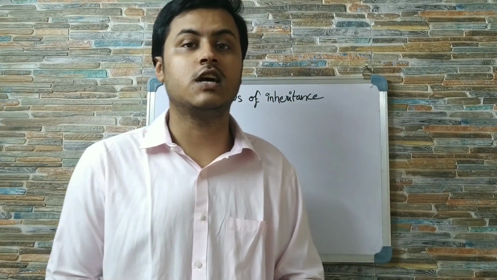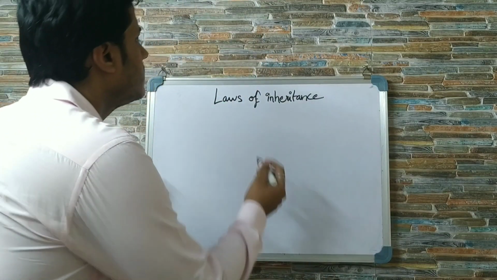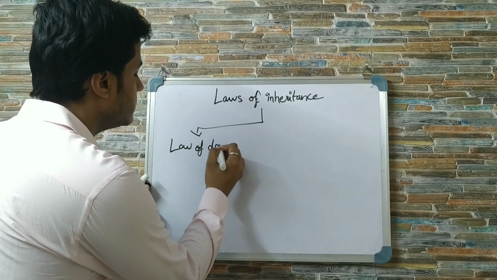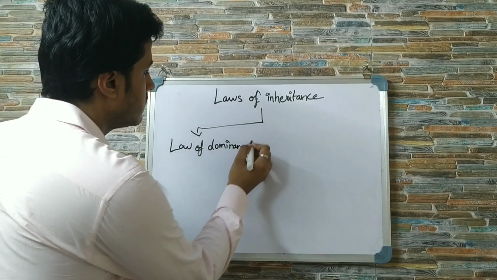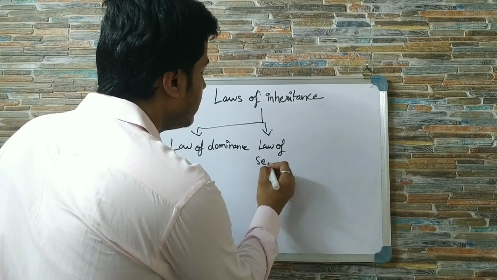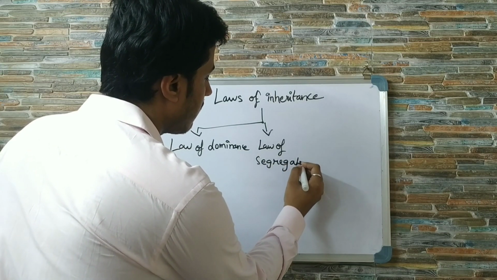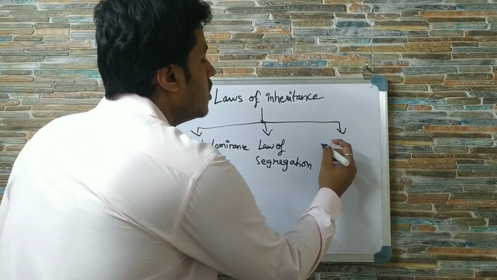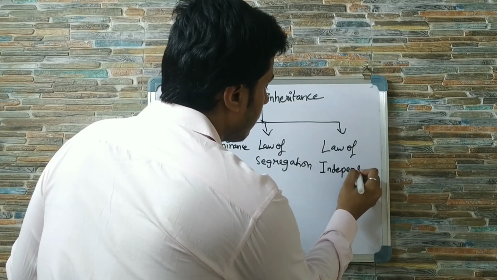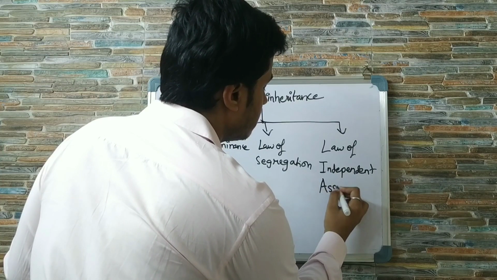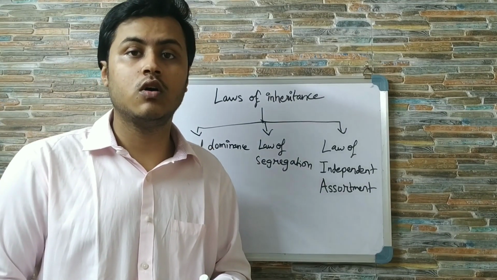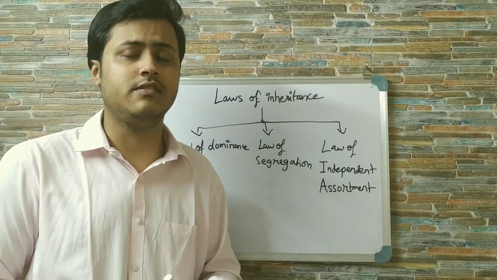So today we are going to discuss laws of inheritance. There are three laws of inheritance. The first one, law of dominance. The second one is law of segregation. And the third is law of independent assortment. Now we'll pick up each law one by one and see what they actually mean.